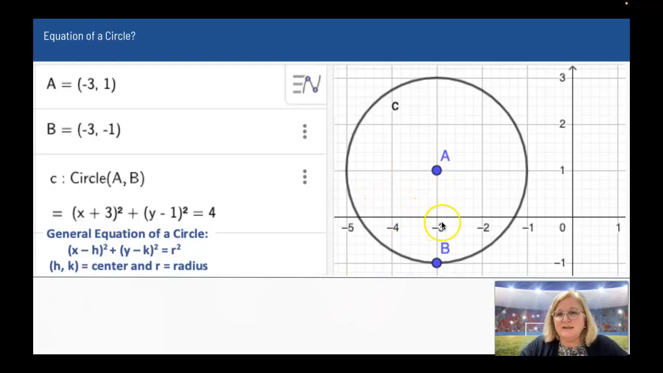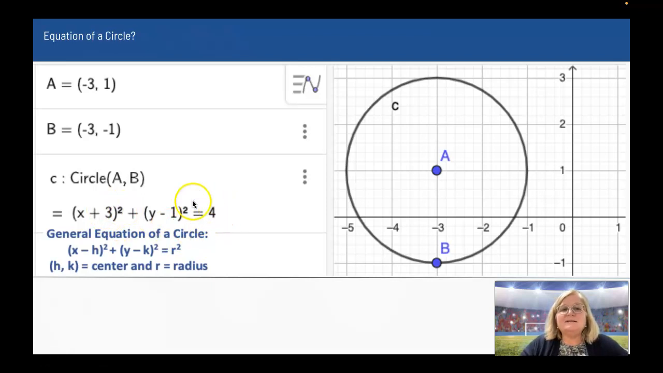So if I have a circle here, and my center, I can see on the grid, is at -3, the x is said first, and the y is 1, then my center is at -3, 1. And so my h is -3, and my k is 1. So I would have x minus -3, which is x plus 3, squared, plus y minus 1. In the equation, that's a minus sign. So it only changes to a plus if you have a negative number.